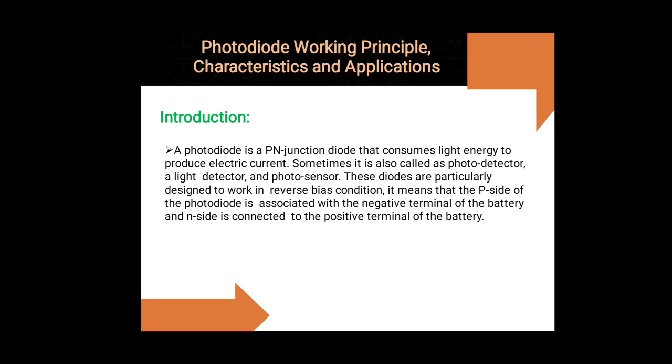In the previous video we studied about the LED. LED converts the electrical energy to the light energy and it operates in the forward bias condition, and this photodiode operates in the reverse bias condition and it converts the light energy into the electrical energy. So it is exactly the opposite of the light emitting diode.